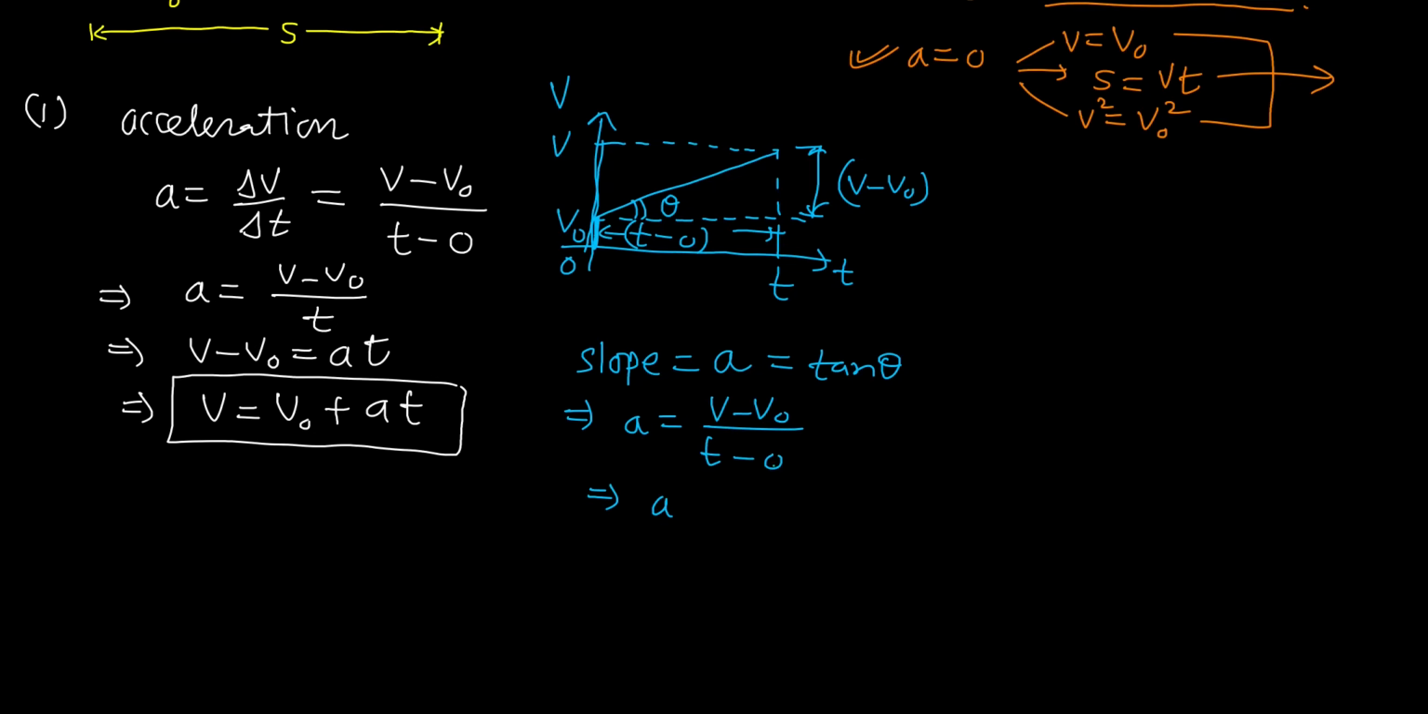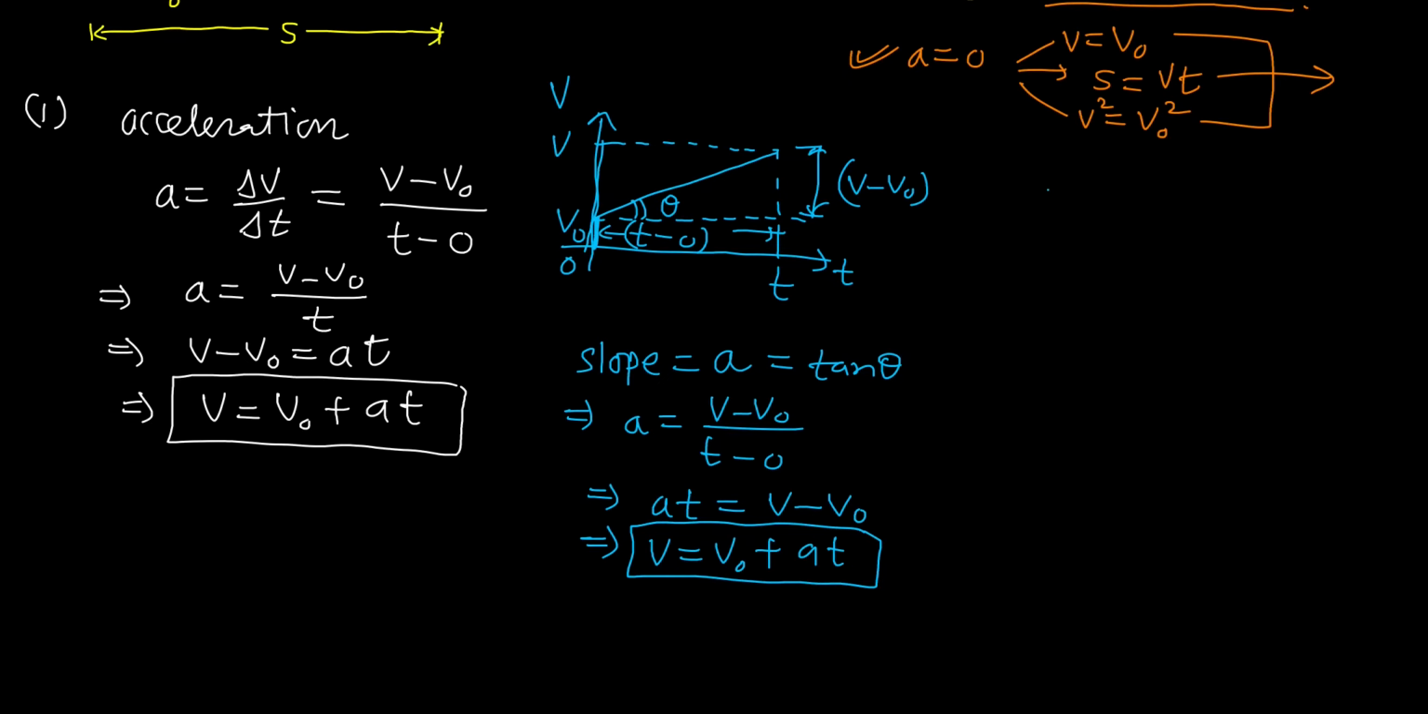you can transfer this denominator t minus 0, that is t, to the left hand side, then it will be at equal to v minus v naught, or from here you can get v is equal to, transferring v naught to the other side, v naught plus at. So this is one more way to derive the same equation, the first equation of motion, from the graph.